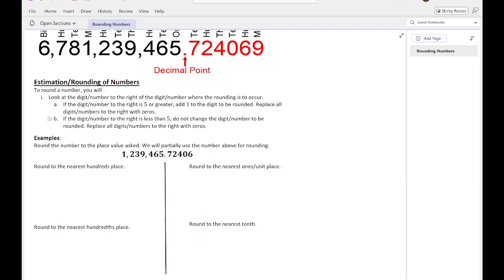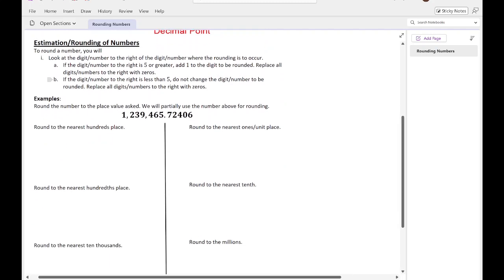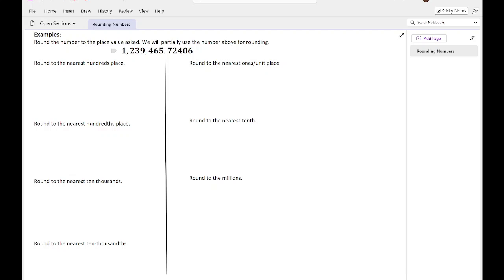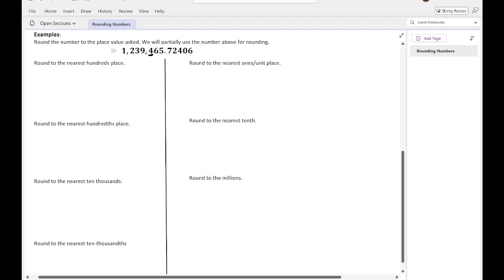So we're going to look at the number we have above. I'm just going to shorten it down a little bit on the left and the right, and we're going to round at various spots. So we're going to work with 1,239,465.72406. So first we're going to round to the nearest hundreds place. So first off, where is the hundreds? Simple. Hundreds is going to be right here where the 4 is.